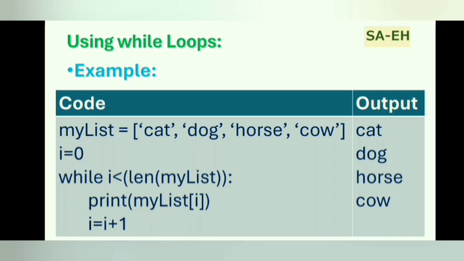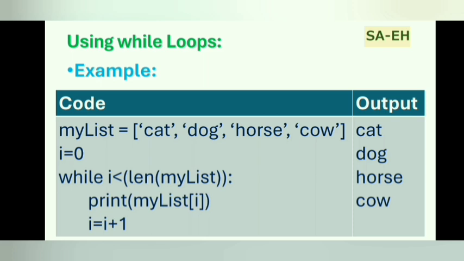For instance, in the first iteration, the index variable i is 0, so it accesses the first item, which is cat, and prints it. Then it increments the i value by adding 1 to it. In the second iteration, the index variable i is 1, so it accesses the second item, which is dog, and prints it. Then it increments the i value by adding 1 to it.